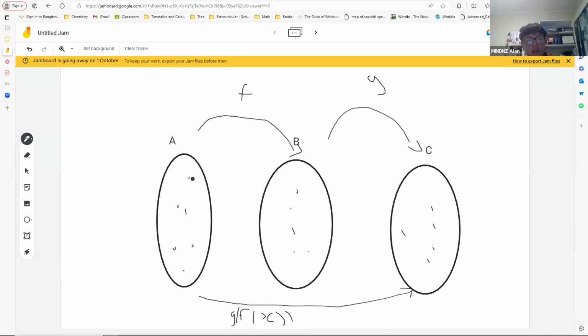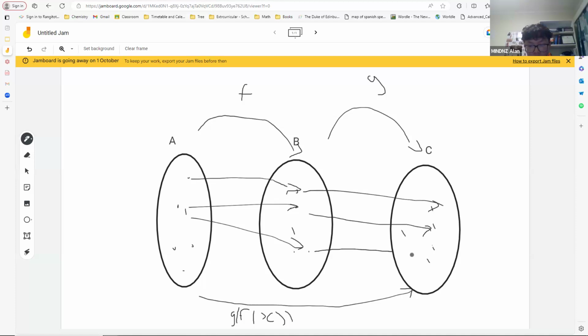So f tells us all the elements in A are mapped to a unique element in B, such as this one. And then g tells us that all the elements in B are mapped to a unique element in C, which tells us this one. Doesn't matter which ones you're mapping to, as long as they are unique, then that's fine. So obviously this tells us that g of f of x is injective.